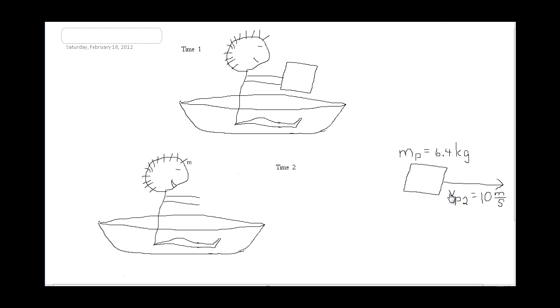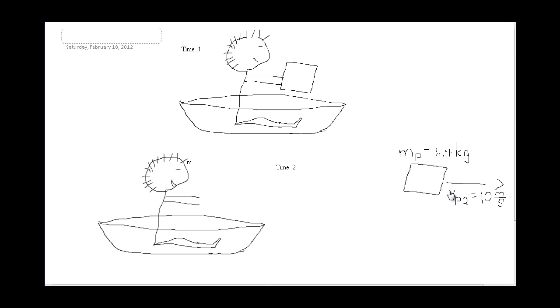I am going to use the subscript 2 to represent time 2, so my label for the velocity of the package as it flies through the air is V sub package 2 equals 10 meters per second.